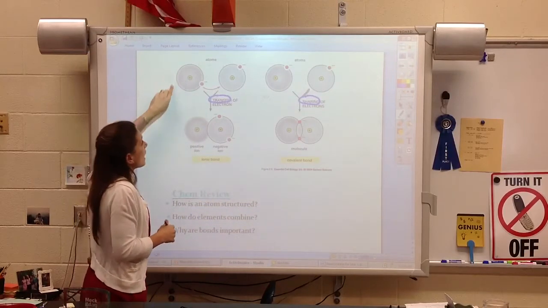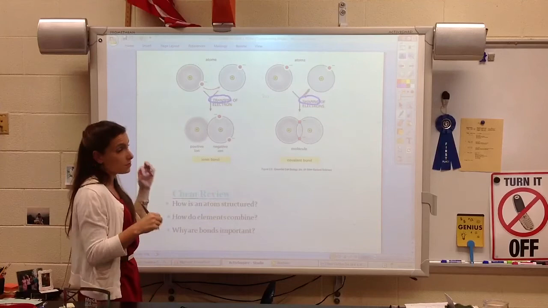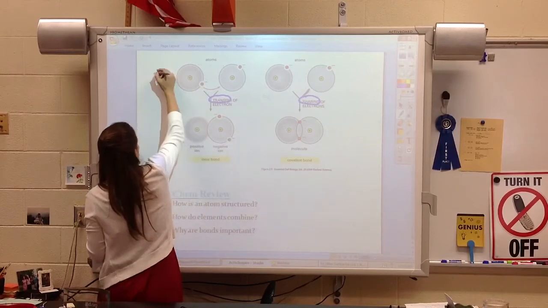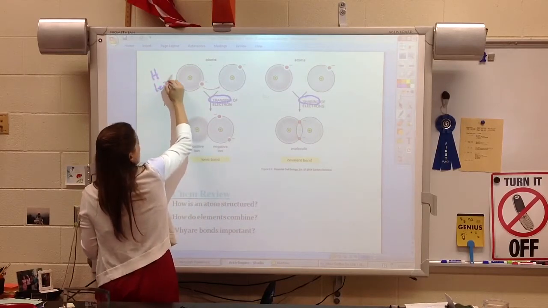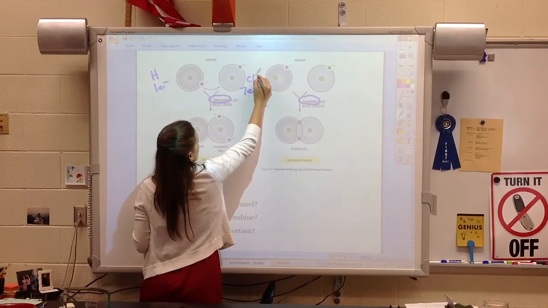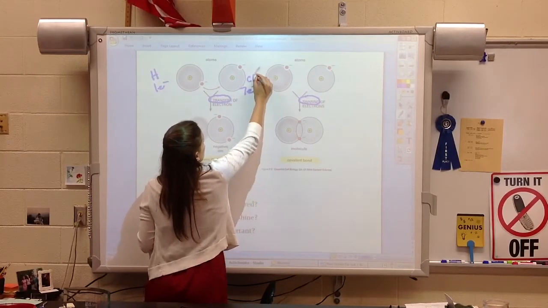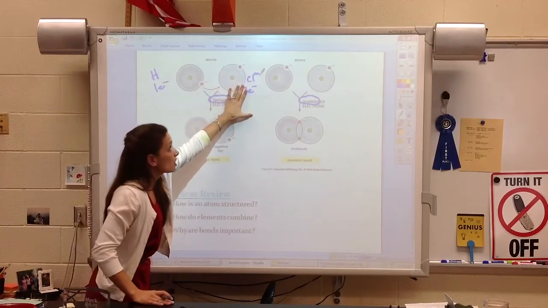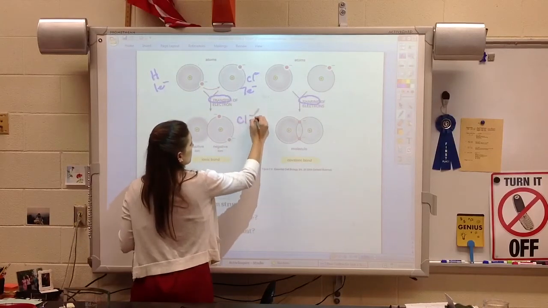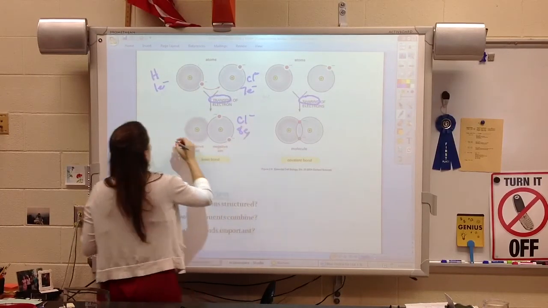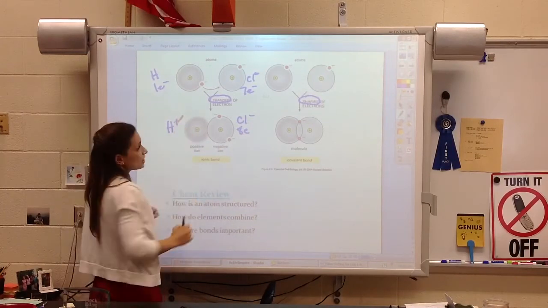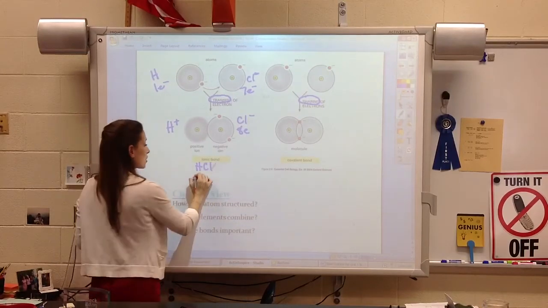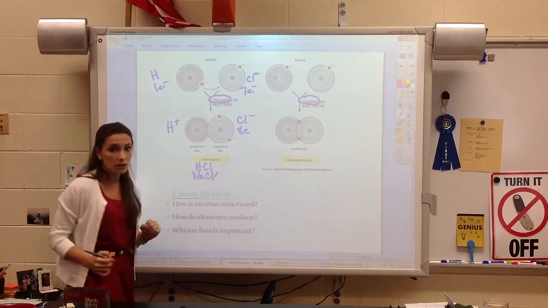This is where we have an atom with an extra electron, maybe like hydrogen, and an atom that's just missing one, like chlorine. So hydrogen has 1 electron, chlorine has 7 electrons. And what's going to happen is that the electron is going to be transferred to the chlorine, and the chlorine will become negative. Chlorine now has 8. Hydrogen now has 0, it's just an H plus ion, and we form hydrochloric acid. This is also what happens with sodium and chlorine to form table salt.